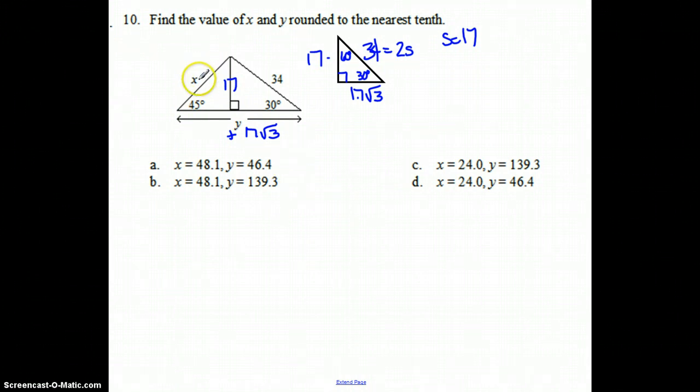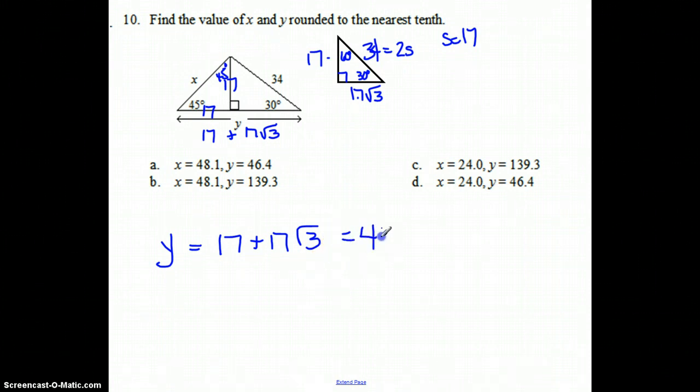Now, if I'm looking at this, and this is a 45 triangle down here, this will have to be 45, which means that this side is also 17. So y is going to be 17 plus 17 square root of 3. So if I add those in my calculator, 17 plus 17 square root of 3, I end up with 46.4. So far, it has to be either A or D.